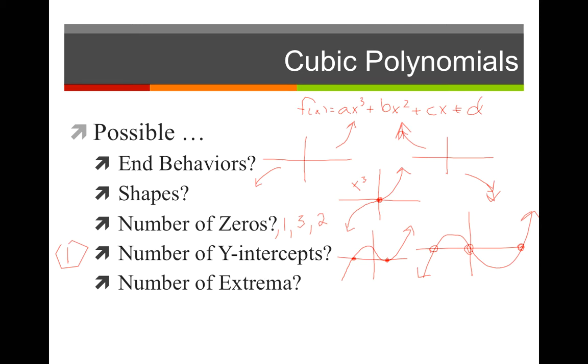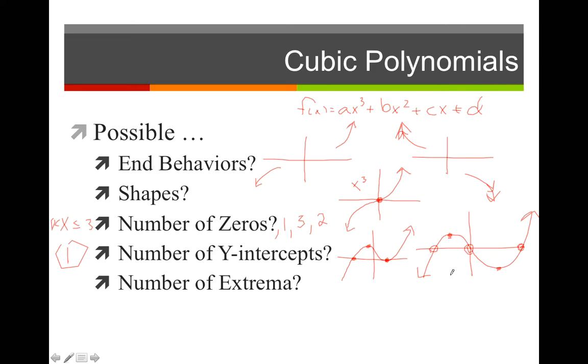And notice here, I could have up to 3. So x is between 0 and 3. I can have up to 3. And for the number of extrema, look at these two graphs that I drew. I have that one and that one. I have that one and that one. It means that I can have 2.